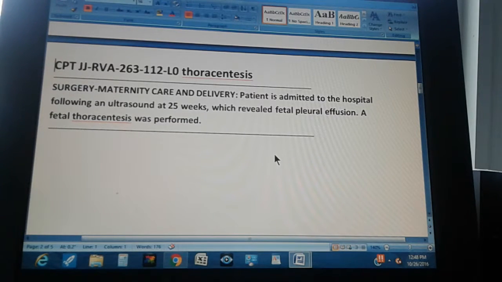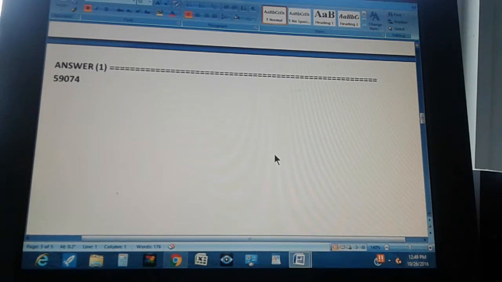Now we're going to count to 3, so you can pause the video and give us the CPT code for this procedure. 1, 2, 3. Okay, the answer is 59074. Did you get that? If you got it, congratulations. If you didn't get it, let's give you a couple of tips.